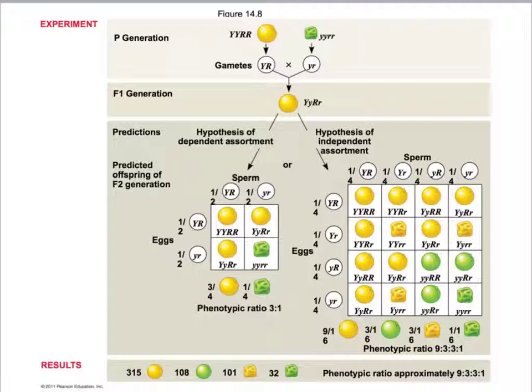The law of independent assortment states that each pair of alleles segregates or separates independently of each other pair of alleles during gamete formation. This law applies only to genes on different, non-homologous chromosomes, or those that are far apart on the same chromosome. Genes located near each other on the same chromosome tend to be inherited together.